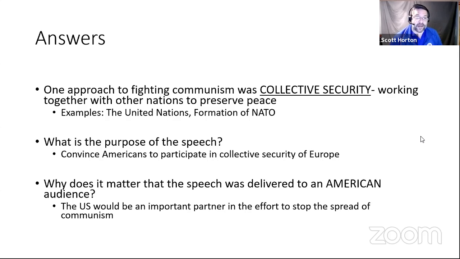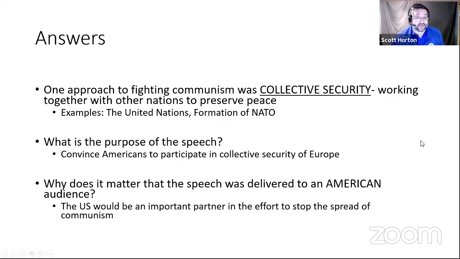One of the things that Churchill recognizes here and actually makes an argument about here is that this is a threat to all people that are non-communist, that are non-dictatorship. This is a threat to all free peoples of the world, and he's trying to couch this in terms of everyone needs to be involved. And why does it matter that the speech was delivered to an American audience? Well, the U.S., he thinks, is going to be an important partner, and they ultimately would be an important partner in the effort to stop the spread of communism through the rest of the world. Signing NATO is a great example of that. Eventually, the U.S. does dedicate itself to the defense of Western Europe against the possible threat of the Soviets.